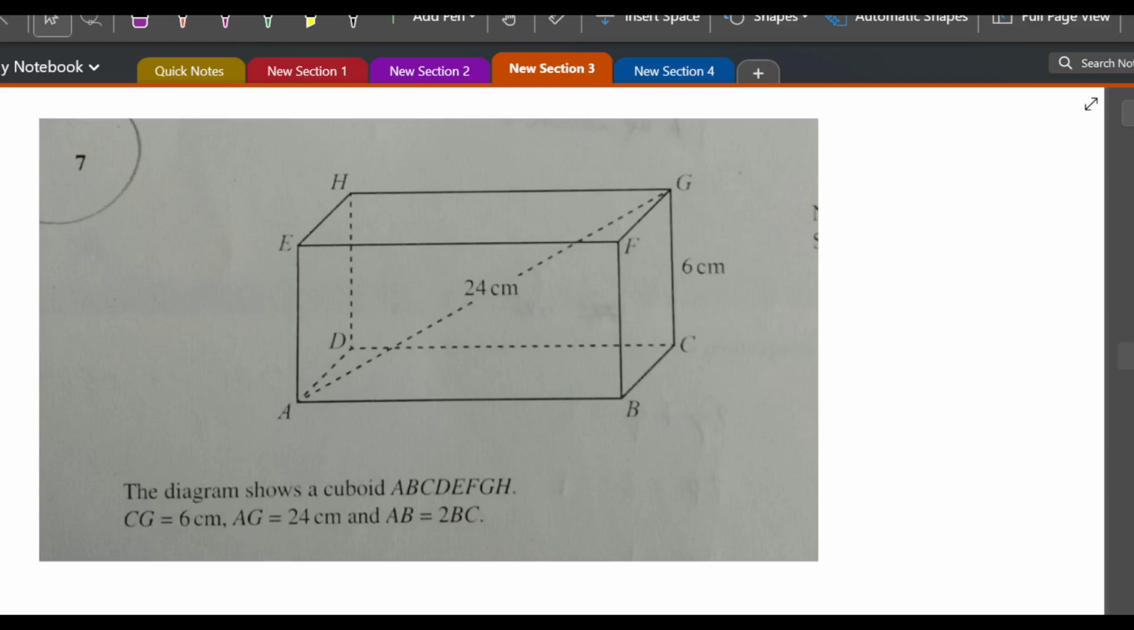The diagram shows a cuboid. The lengths are already given on the diagram. 6 is given, 24 is given, and one relation is given that AB is 2 times BC. So let us consider this BC as x. When you consider BC as x, your AB will become 2x.